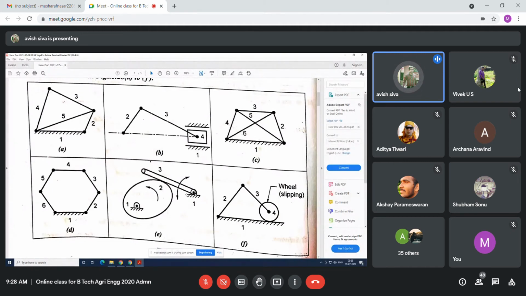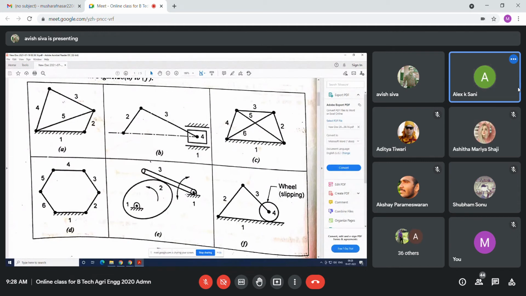Then go to F. Sir, can you tell me how to find the higher pair? To find the higher pair, just you have to remember the difference between higher and lower pair. What is higher pair and what is lower pair? That already you have studied.